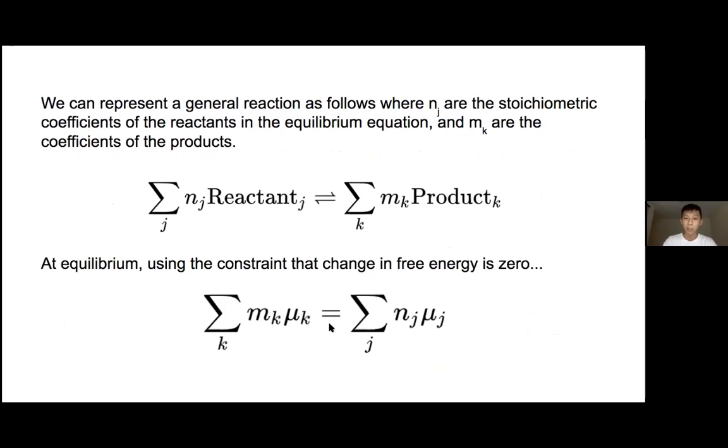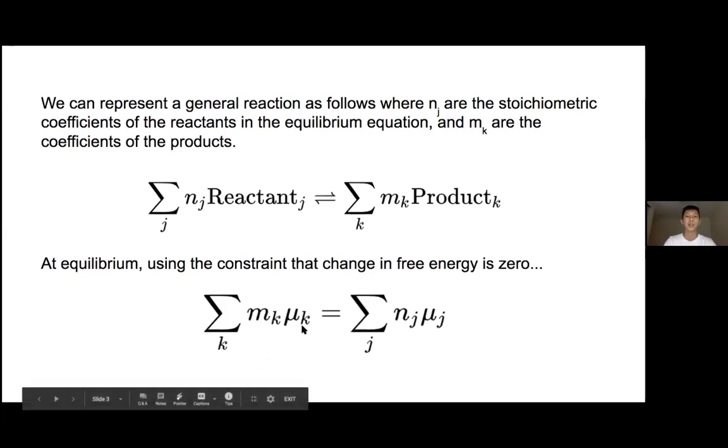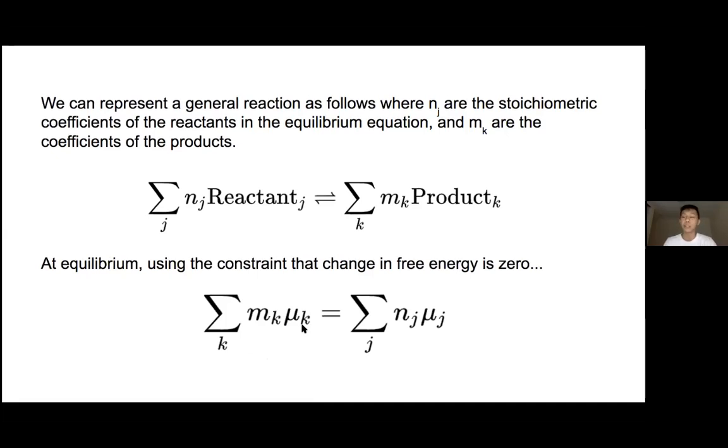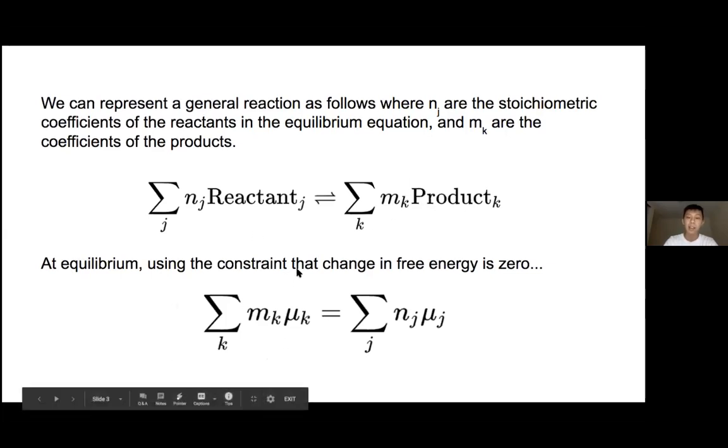And at equilibrium, using the constraint that free energy change is 0, we can express this in terms of chemical potential, right? I want to remind you that chemical potential is really just a way of saying molar free energy, or free energy per mole. So if I take the free energy of each product species times the stoichiometric coefficient of that product species and add it all together, that should be equal to the free energy of the reactants. And that's the same thing as saying delta G equals 0, because if they're the same, the difference should equal 0. Does anyone have any questions up to this point?